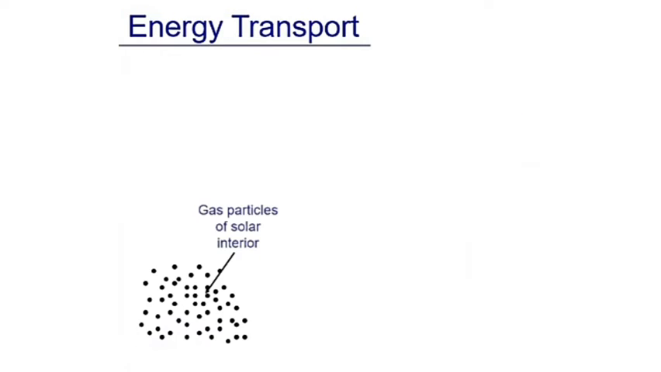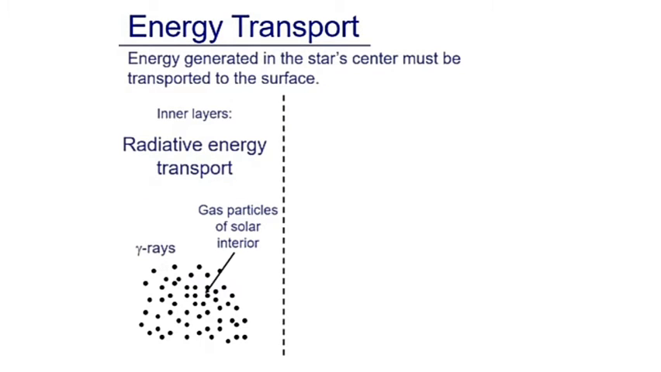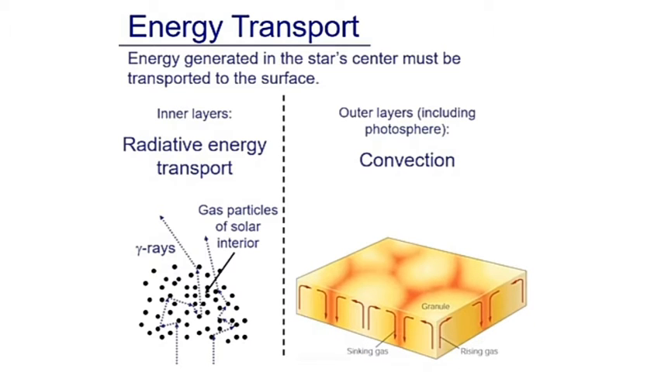Okay, so energy transport: how is the energy transported in the star? Well, energy generated in the star's center has to be transported to the surface in some way. Energy is going to flow from the hot core to the cooler surface as either radiation or convection. Conduction is not really important here. Convection is important because it not only moves that energy but also mixes and stirs the material.